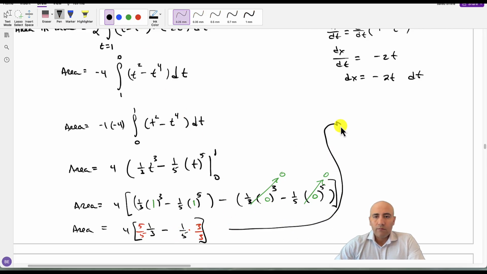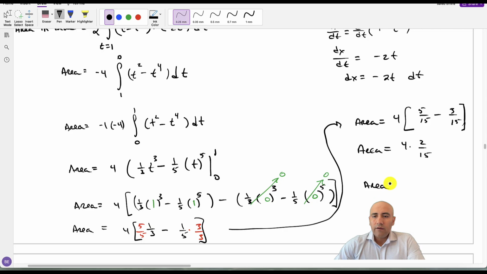Let's come over here. So the area is equal to 4 times, and this is going to be 5 over 15 minus 3 over 15, which is going to give me 2 over 15. 4 times 2 over 15 is my area. And finally, the area is going to be equal to 8 over 15, and that's my answer.